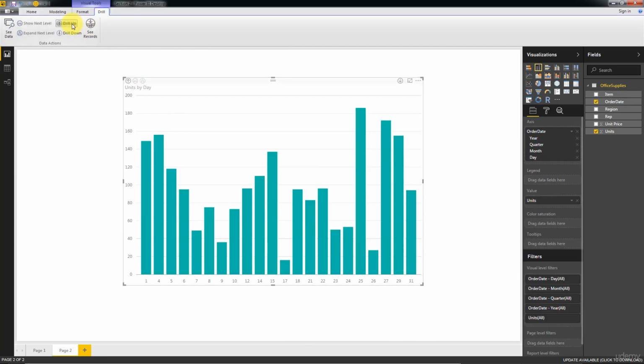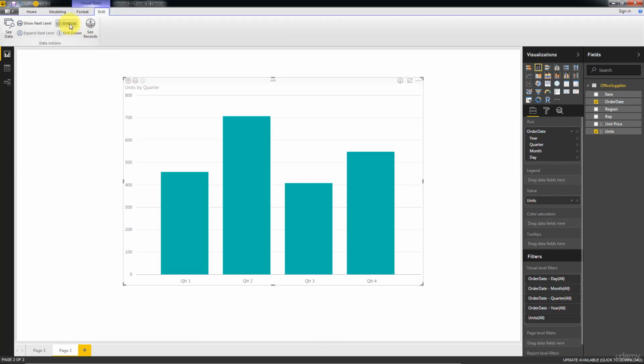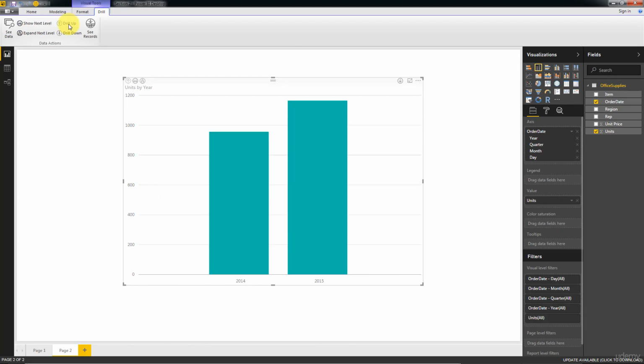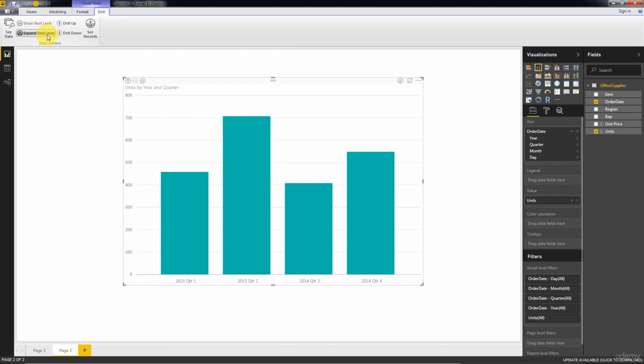So what we're going to do now is we're going to just go back up. We're going to drill up, go back to the start. And this time, instead of showing next level, we're going to expand next level. So let's see what happens then. If we expand next level, now we're preserving the information about the higher level in our hierarchy. And even though the data is not ordered correctly, so we've got 2015 first and then 2014, that is very easily fixable. We'll do that just now. The most important thing is that we are preserving information.